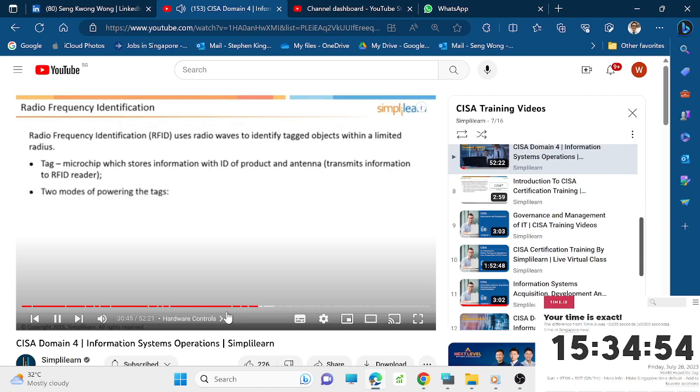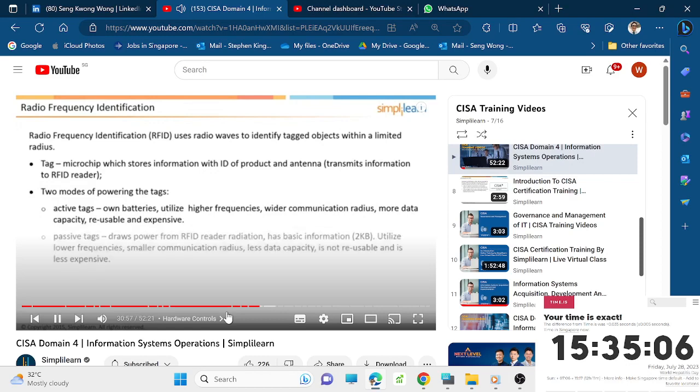There are two modes of powering the tags. Active tags are powered by their own batteries, utilize higher frequencies, have a wider communication radius, have more data capacity, and are reusable, but are more expensive. And passive tags draw power from the radio frequency identification reader radiation. They hold basic information, 2 kilobytes, use lower frequencies, have a smaller communication radius, less data capacity, and are not reusable, but are less expensive. Let us look at the applications of RFID in the following screen.